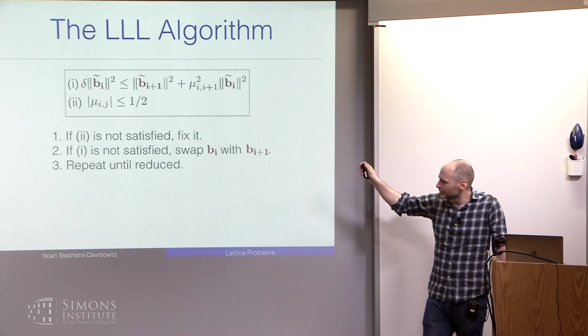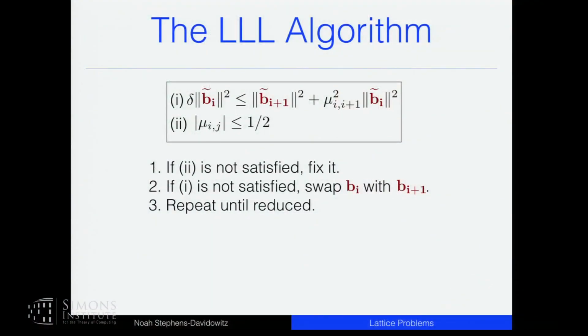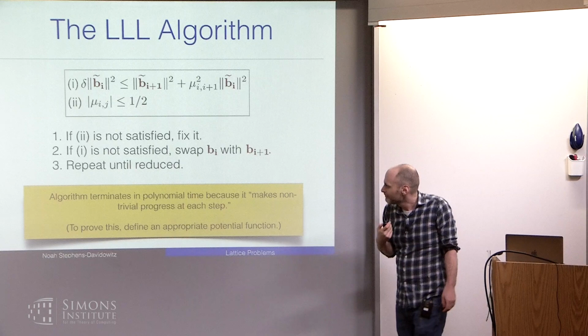What the algorithm does, it tries to satisfy these two conditions. So first it checks if condition 2 is not satisfied. If condition 2 is not satisfied, it just fixes it by this size reduction, right? By subtracting off bi from bj, or whichever way is correct. If 1 is not satisfied, then you just swap bi with bi plus 1. So it's really just this two-dimensional algorithm run on an n-dimensional lattice, just looking at these 2D blocks. And you repeat this until reduced.